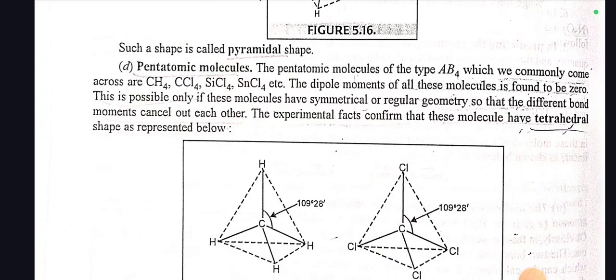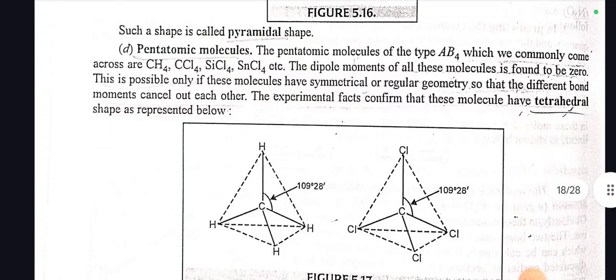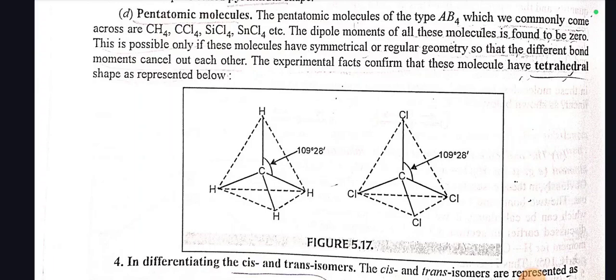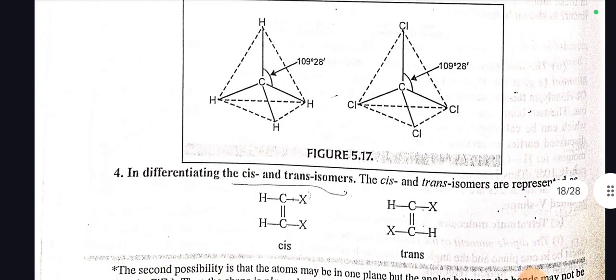D, pentaatomic molecules. The pentaatomic molecules of the type AB4 which we commonly come across are CH4, CCl4, SiCl4, SnCl4, etc. The dipole moment of all these molecules is found to be zero. This is possible only if these molecules have symmetrical or regular geometry so that different bond moments cancel out each other. The experimental fact confirms that these molecules have tetrahedral shape as represented below.